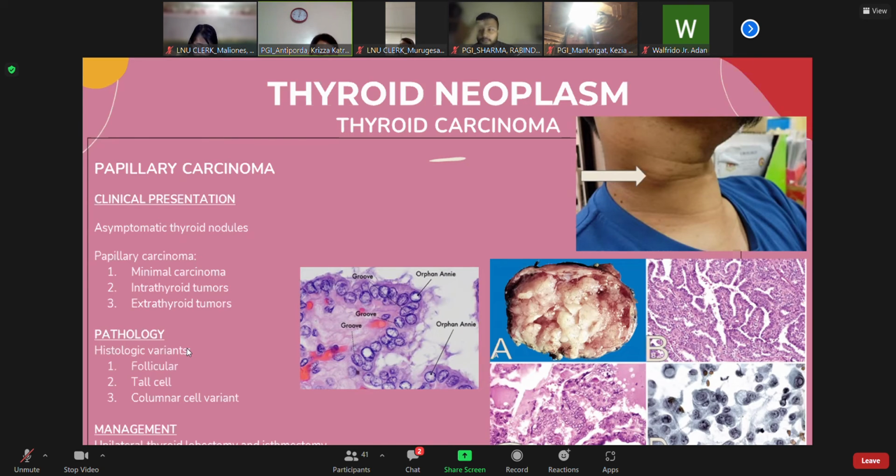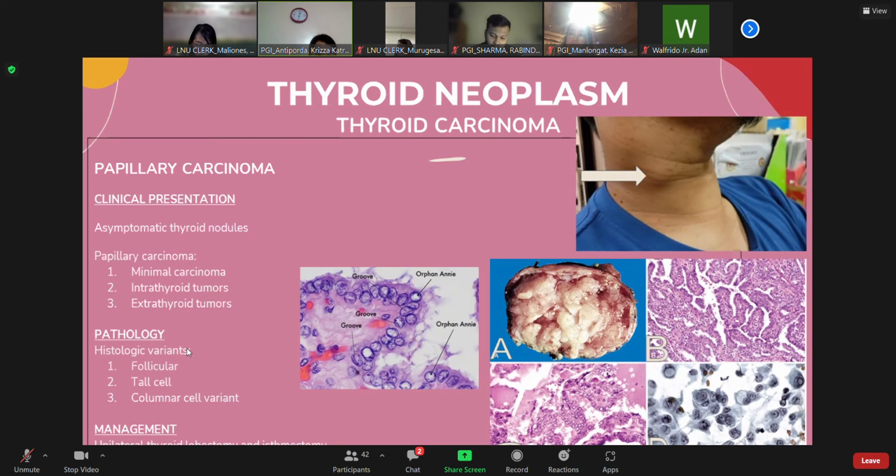It also has histologic variants, which are the follicular, tall cell, and columnar cell variants. There's also another one, which is the diffuse sclerosing variant. So what's important in the histologic variants? Follicular usually has a good prognosis. Tall and columnar cell have a bad prognosis. The characteristic of tall cell is usually eosinophilic cytoplasm, and it is aggressive. While the columnar variant shows nuclear stratification. The diffuse sclerosing variant occurs in younger patients.